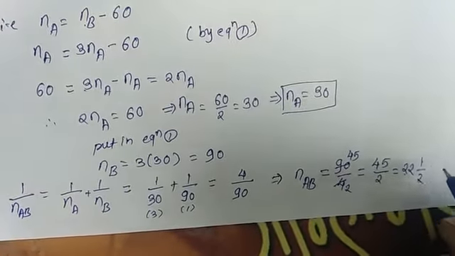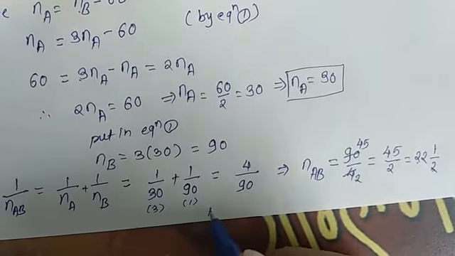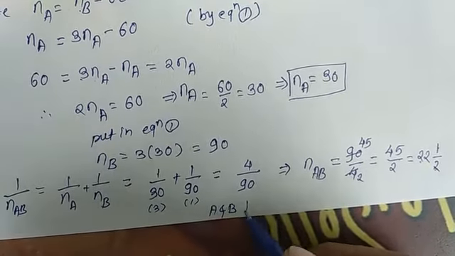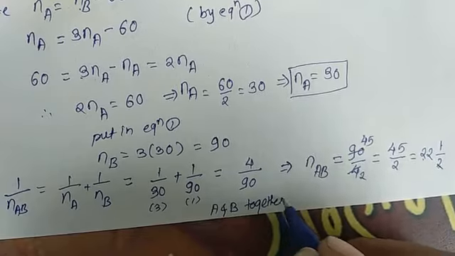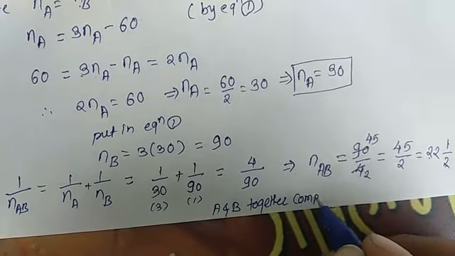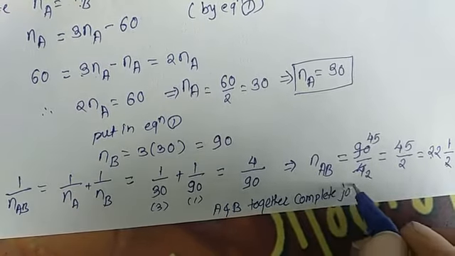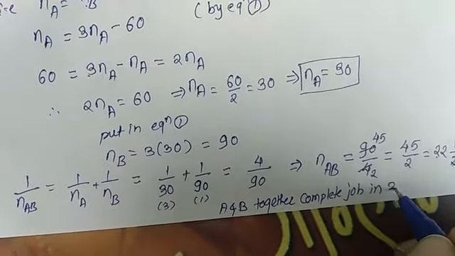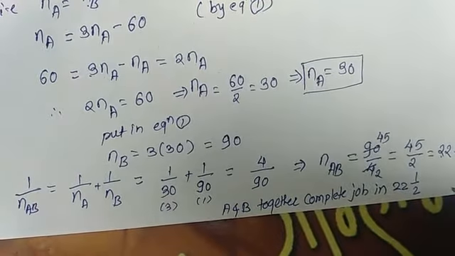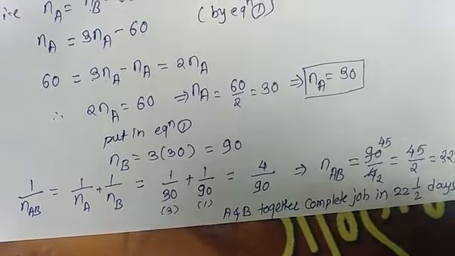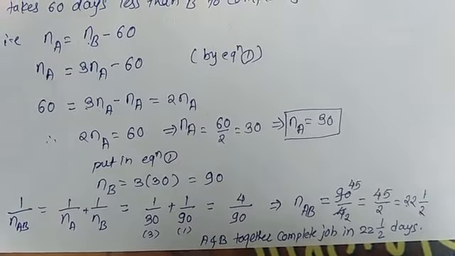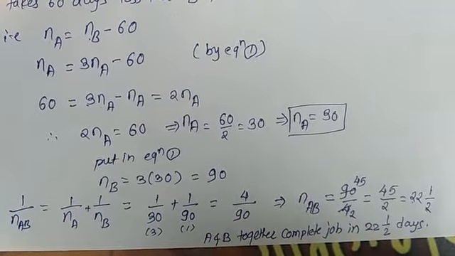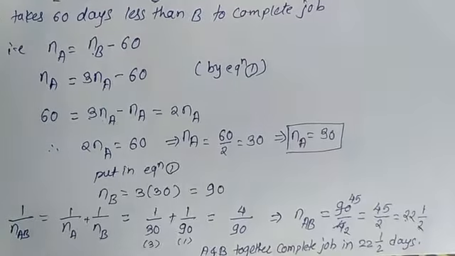That means A and B together complete the job in 22 and 1/2 days. Okay, 22 and 1/2 days, which is our required solution.